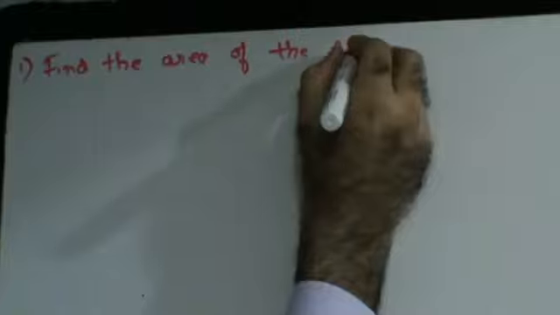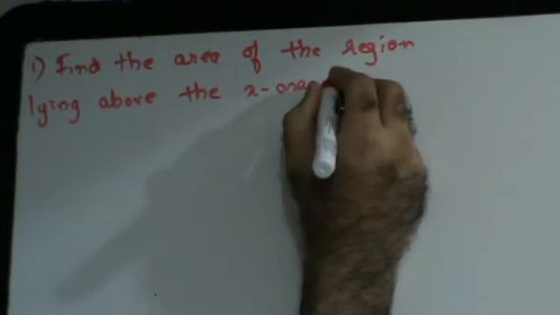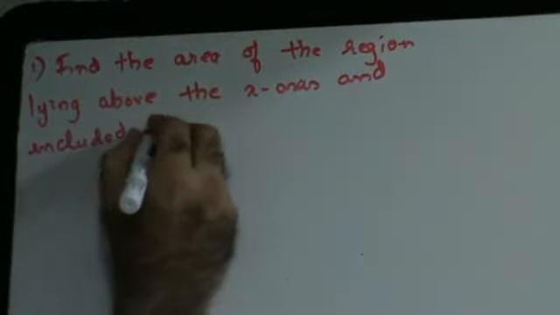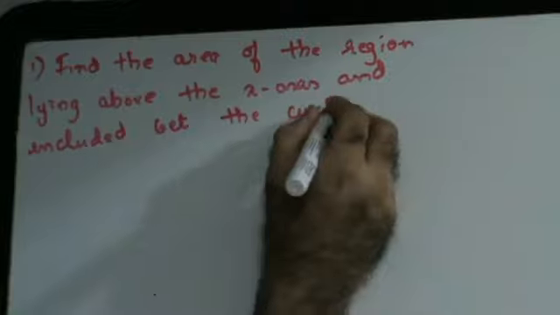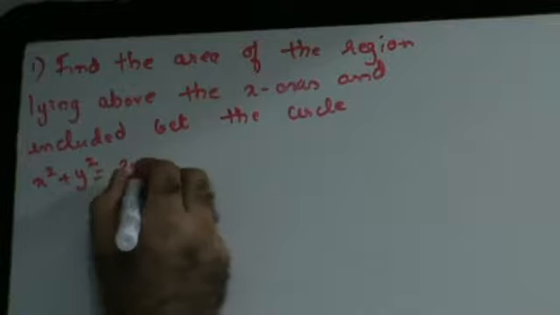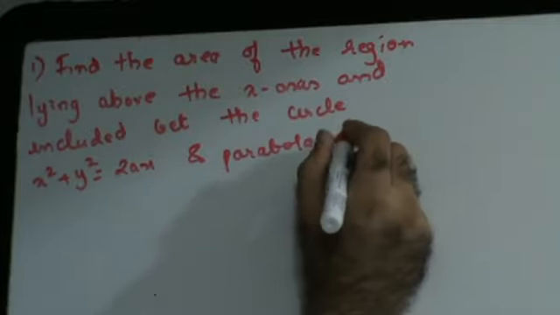Find the area of the region lying above the x-axis and included between the circle x square plus y square is equal to 2ax and parabola y square is equal to ax.